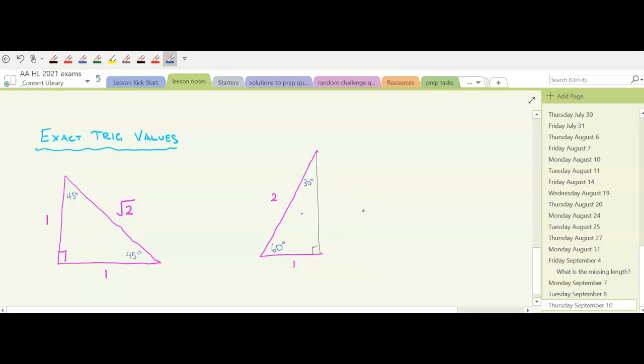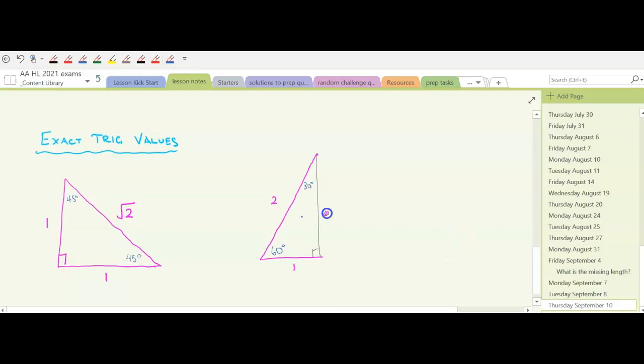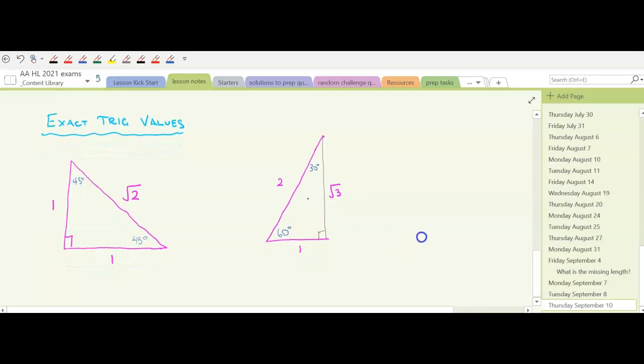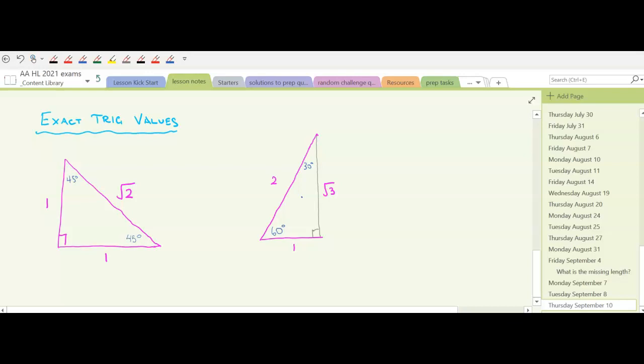And now using Pythagoras, we can work out the height here, which is root 3. And now from this, we have what we refer to as our exact trig values. So we don't need to memorize these. We just need to be able to construct these two triangles.